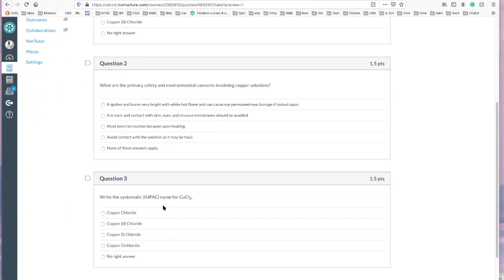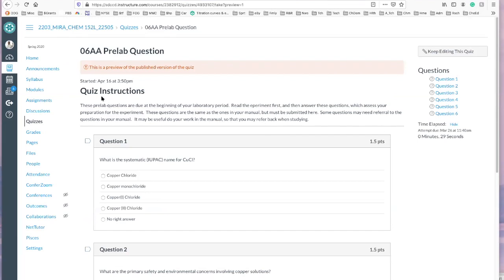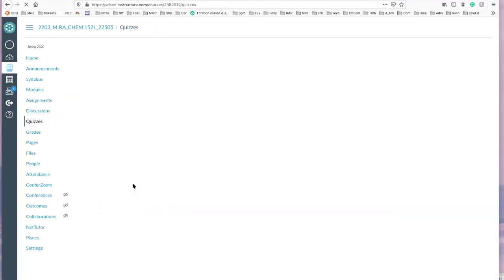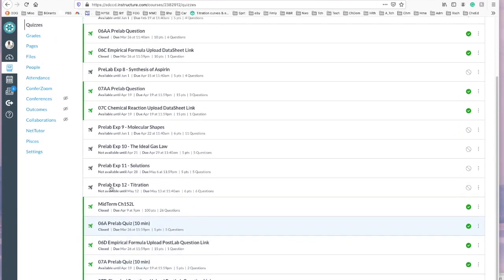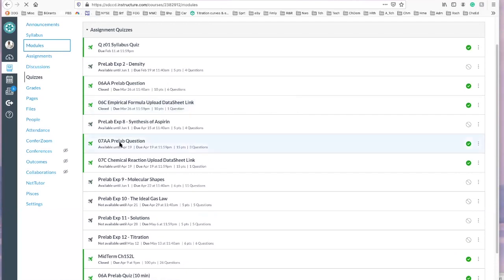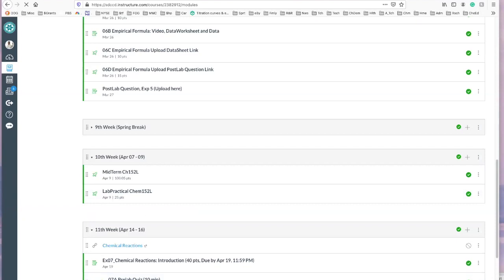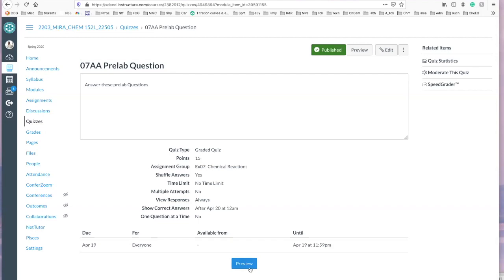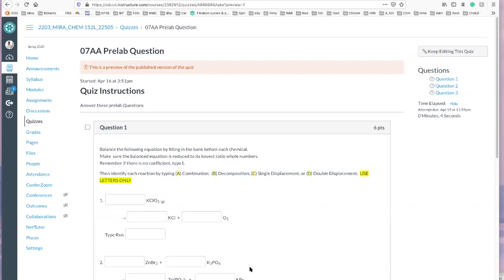Write the systematic IUPAC. Oops, is this the right experiment? No, it's not the right experiment. I think I picked the wrong one. Sorry. We are not here. Let me go back to my module page. Let's go over here to the 11th week. We are in experiment 7, not 6. I thought those questions looked familiar. It's very difficult to grasp that.